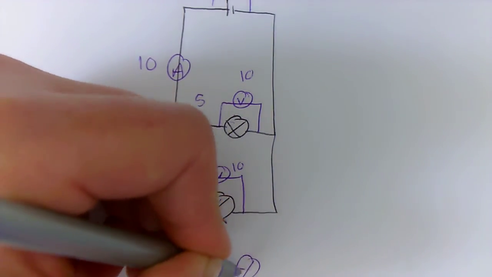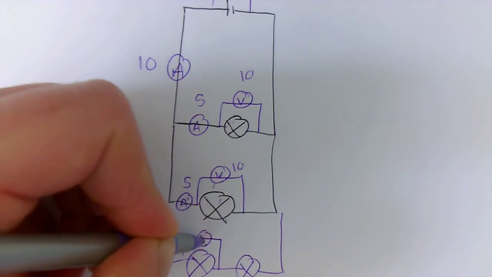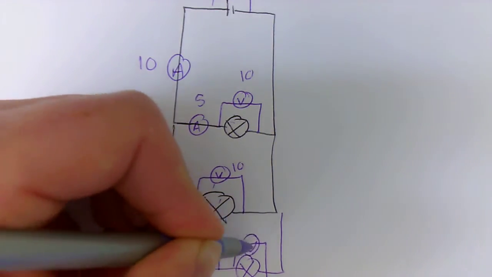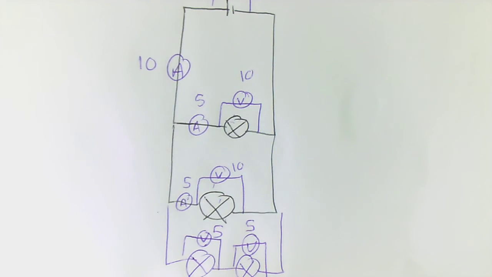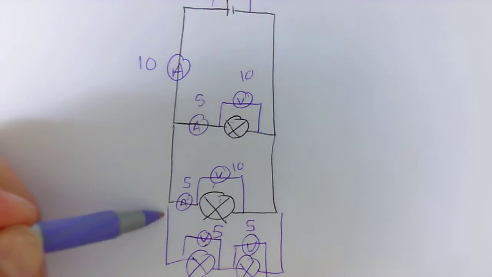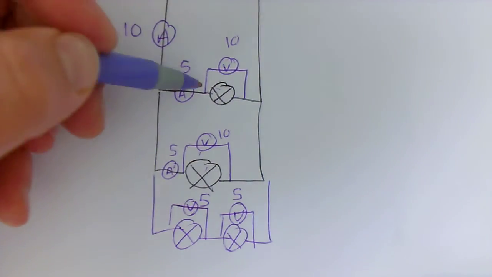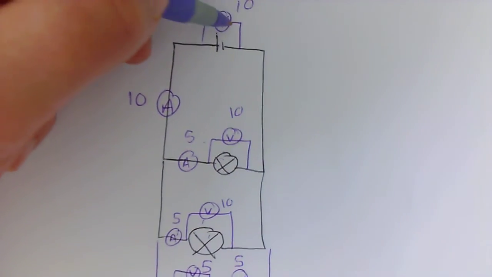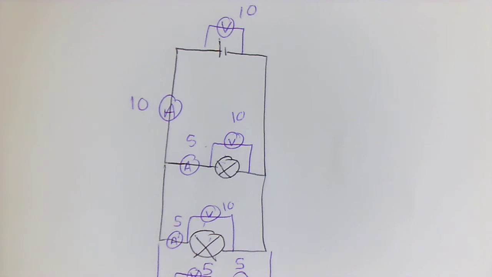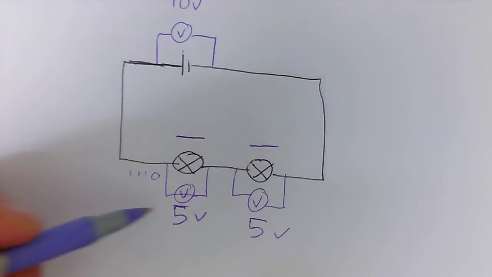If I added another loop on and I had 2 bulbs, they would then share the voltage that comes to that loop, so they would have 5 each. So in that case it's the same as the series circuit, but it's on the end of a parallel. So each loop in a parallel, the components have to add up to the battery. In a series circuit, the voltage is shared amongst the components.